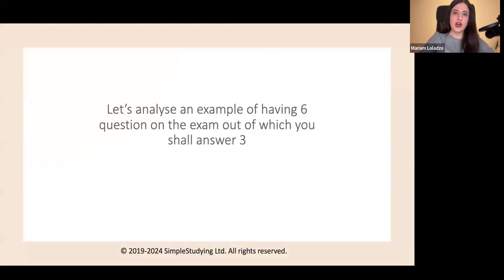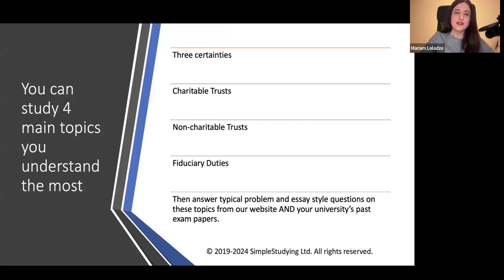For example, if you have an exam where you will get 6 questions and you need to answer 3 out of it, how should you prepare? You can study 4 main topics you understand the most. You can choose the ones you like. You don't have to revise everything that was covered on your course, just the ones that you like and will most likely come up on your exam.